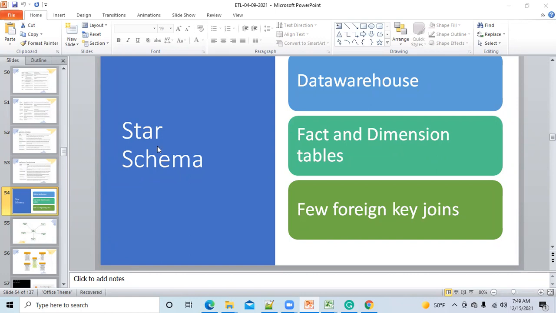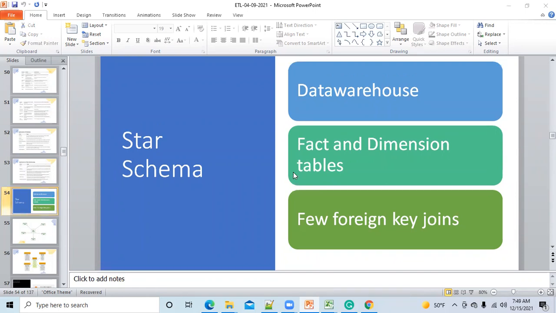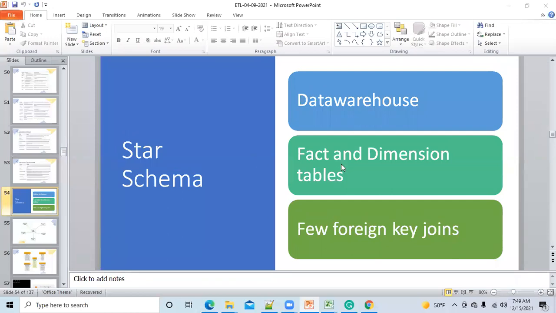So now, do you guys have any prior idea about the star schema? What is this? We have dimension tables and fact tables in a star schema. Okay, correct. Very good. I'll come to that. A star schema, data warehouse, fact and dimension tables, a few foreign key joins. Okay, I will come to this.